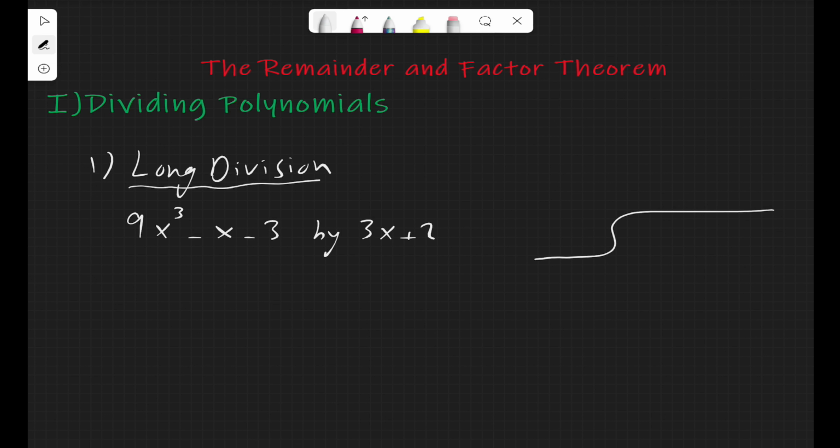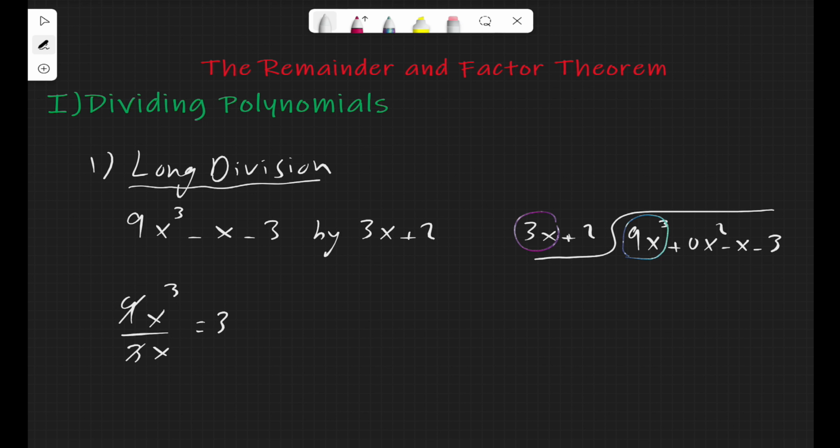The procedure is, 9x^3, I'm going to put it here. Since we don't have x to the power of 2, I prefer to put 0x^2, minus x minus 3, divided by 3x plus 2, you can put it here. The procedure is, first, I'm going to divide by the first term. So 9x^3 is divided by 3x. 9 divided by 3 is 3. x divided by x, we subtract the exponent, 2. And the answer, we have to put it up there.